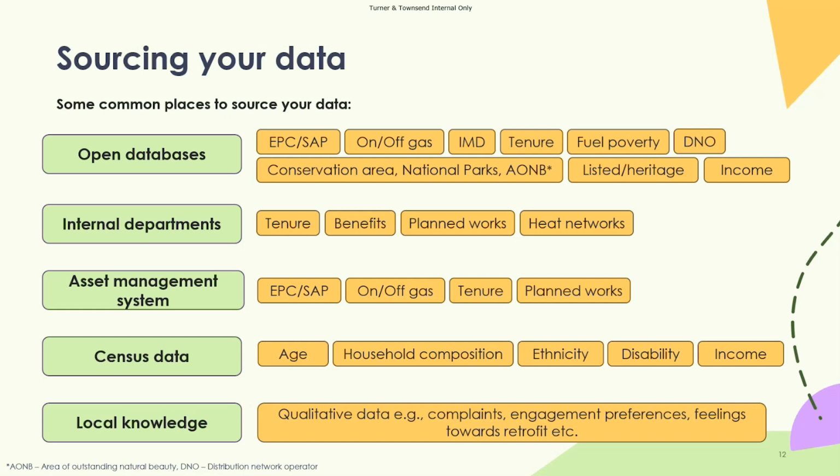And then you've got your asset management teams. So you'll have more property data there again, so EPC, on or off gas data, tenure and planned works. Census data, of course, will contain a lot of socioeconomic data: age, household composition, disability and ethnicities. You can also find a lot of this on the Office for National Statistics website.